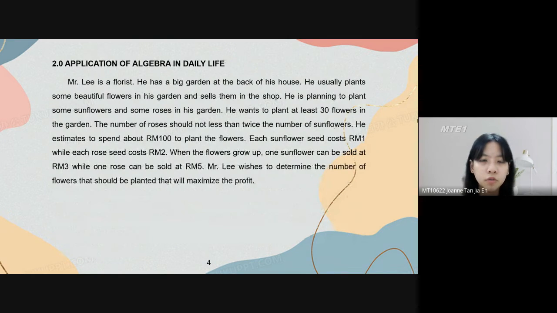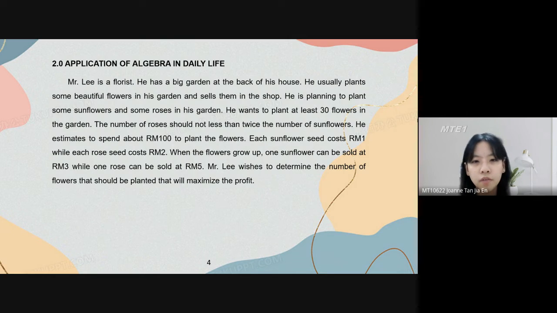Application of algebra in daily life. Here is an example of a question in linear programming in daily life. The question is, Mr. Lee is a florist. He has a big garden at the back of his house. He usually plants some beautiful flowers in his garden and sells them in the shop. He is planning to plant some sunflowers and some roses in his garden. He wants to plant at least 30 flowers in his garden.